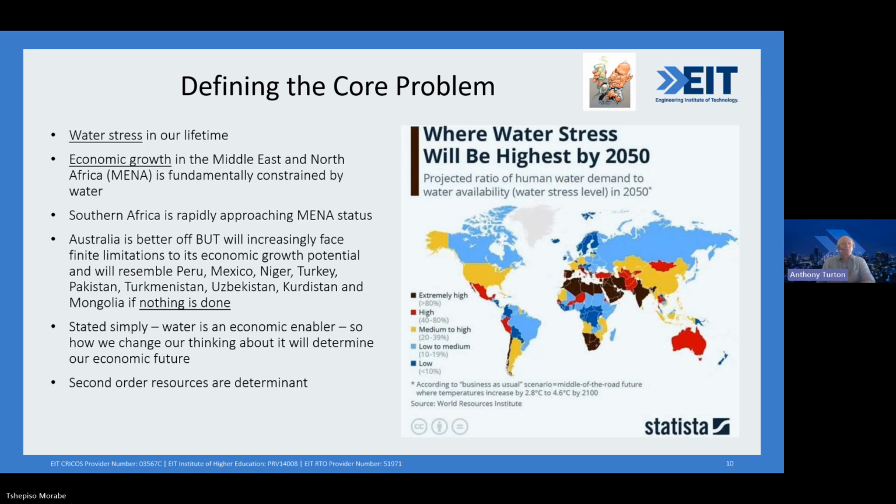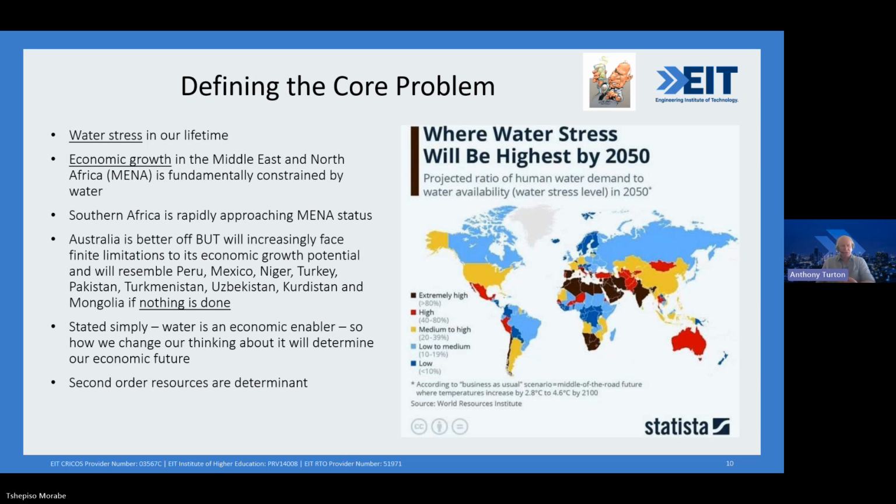And the good news is, because we are smart people, because we've got very cutting edge engineering, science and technology capabilities in different parts of the world, we can do something about that. So this is actually a good news story. It's not a bad news story. Stated simply, water is an economic enabler. So how we manage or change our thinking about it will determine our economic future. Now we look at Australia, for example, a minerals-based economy, current trade wars going on, uncertain future, water resource availability is changing. This is no different to Southern Africa.